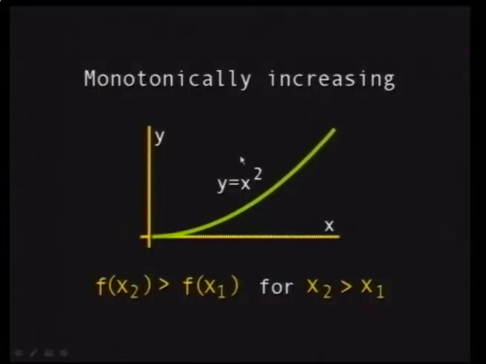Again, this is called a monotonically increased function. It's increased all the time. And this is the rule for it. If you find that f of x2 is always greater than f of x1, when x2 is greater than x1, you say this is a monotonically increased function.